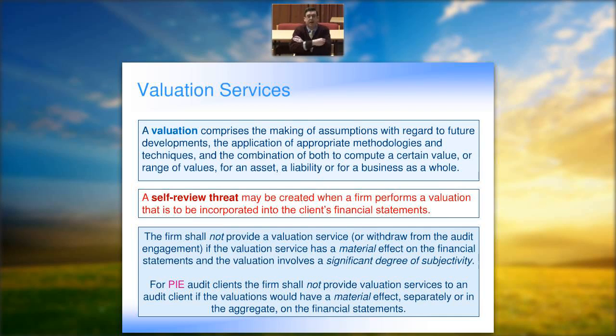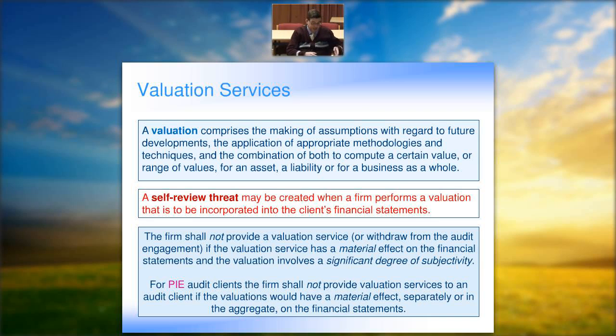This is where, as an audit firm, you value something for the client. So you value buildings, or you value a pension fund or something like that. The problem with this is that a self-review threat may be created when a firm performs a valuation that is being incorporated into the client's financial statements. And even if not a self-review threat, maybe the perception of a self-review threat. So that's an issue with valuation.